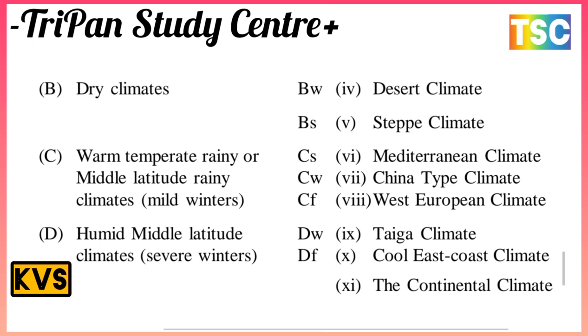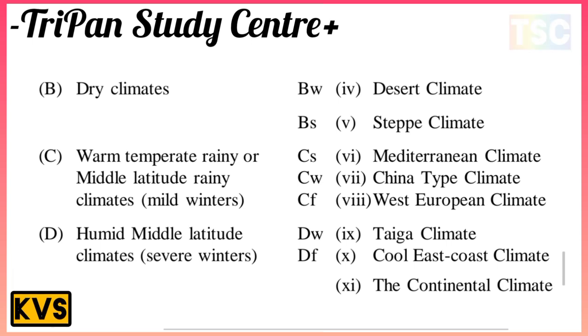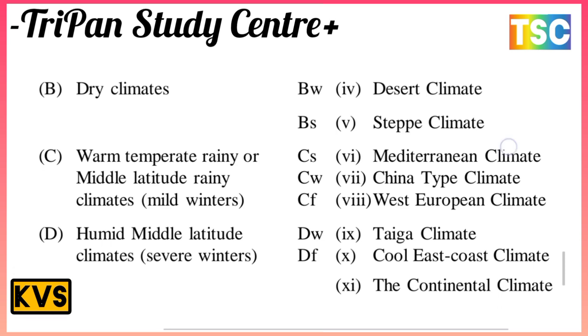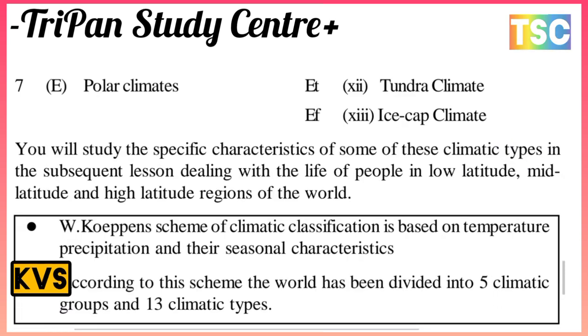The next, humid middle latitude climate with severe winter: Taiga climate, cool east coastal climate, and continental climate. This is the most important. The last is the polar climate, which is important. The polar climate has tundra climate and ice cap climate.